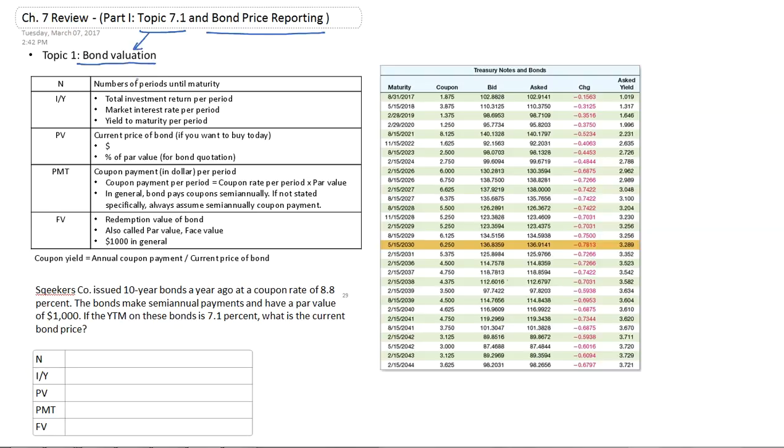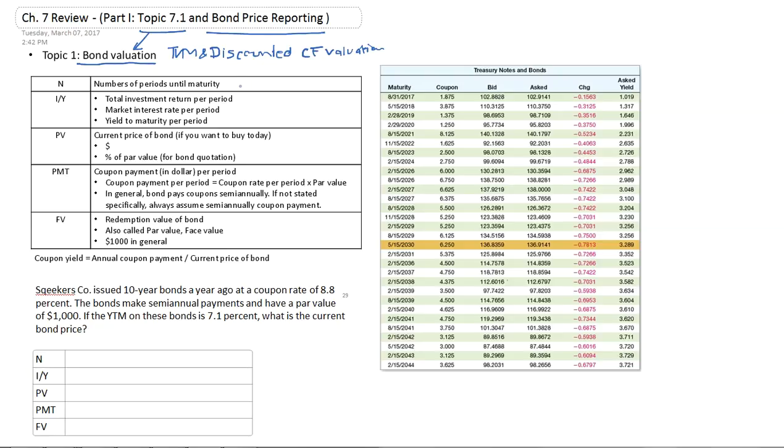So in order to find the value of a bond, we basically apply the same concept that we learned from chapters 5 and 6, which is the concept of time value of money and discounted cash flow valuation. So we're going to apply the same concept to bond valuation. These are tables that we are all familiar with.